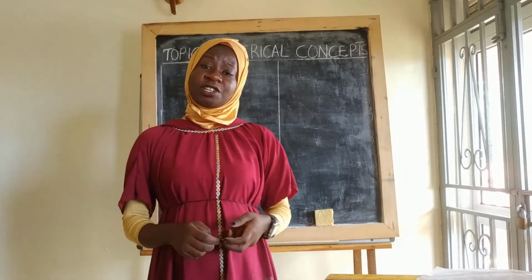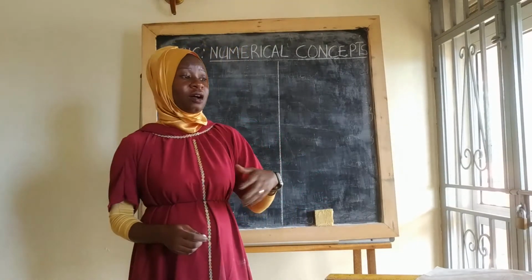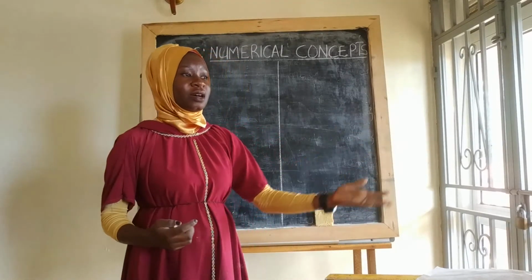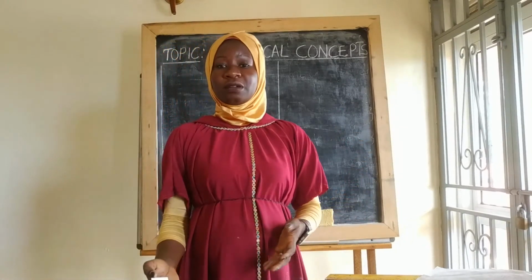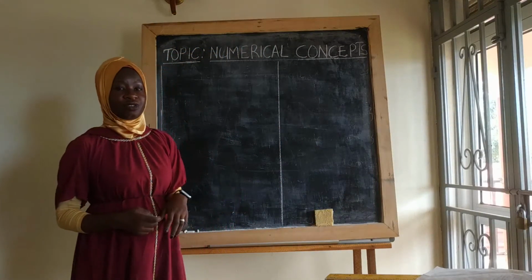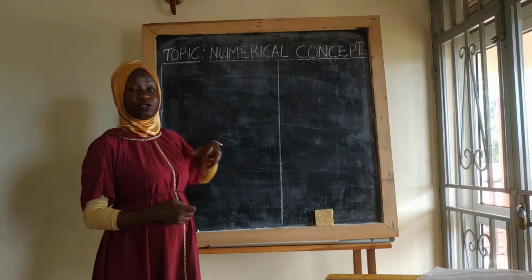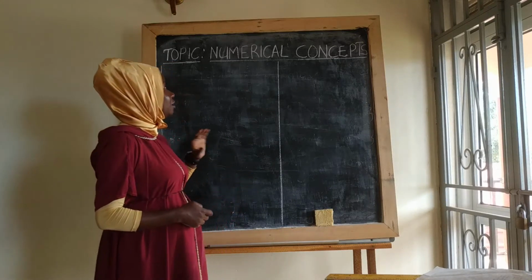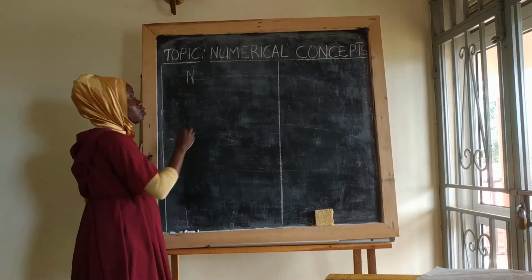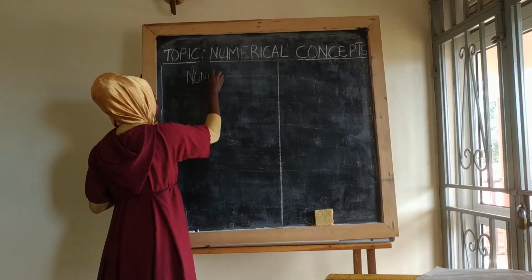In business transactions, you're aware that this kilo of rice costs 3,000. This kilo of sugar costs 2,000, all because of numbers. So numbers are very crucial, and it is a very important topic to learn about. And basically, under the numerical concept, like I have said, we shall be looking at numbers.